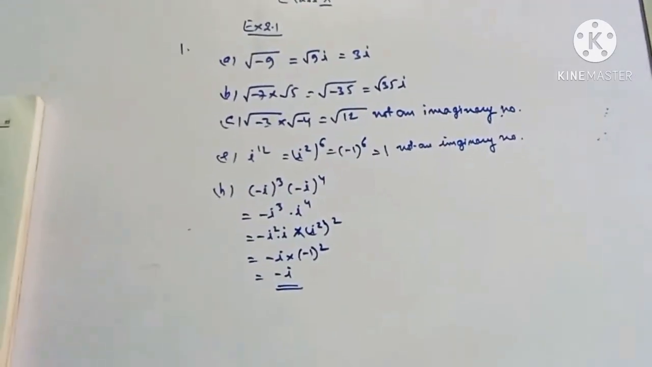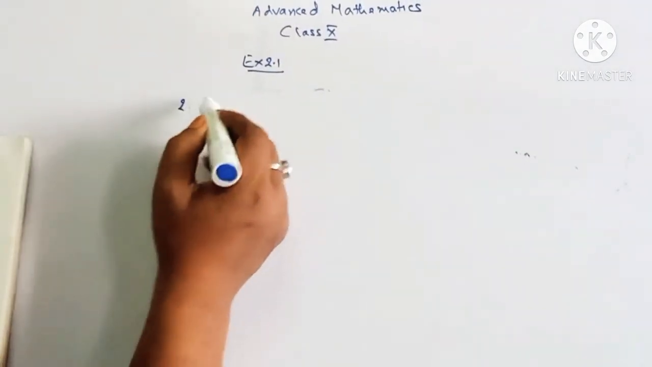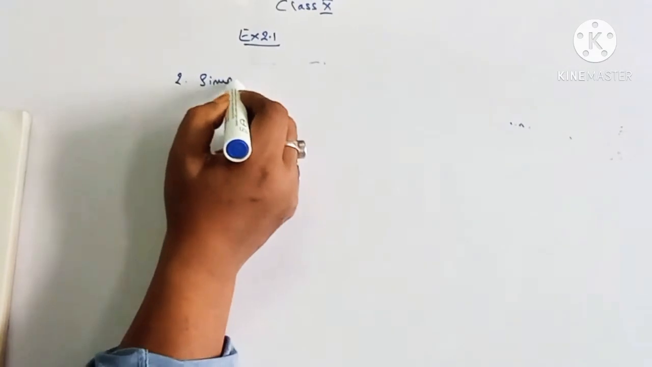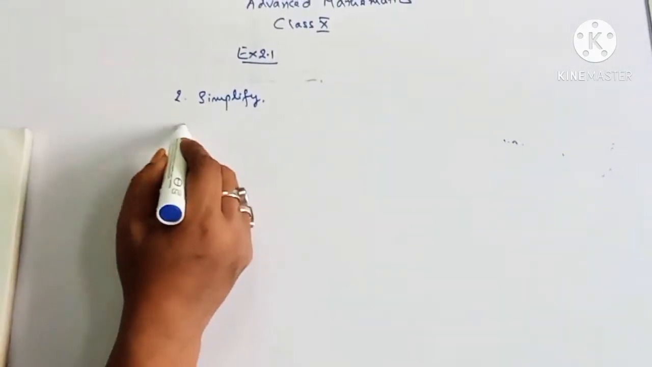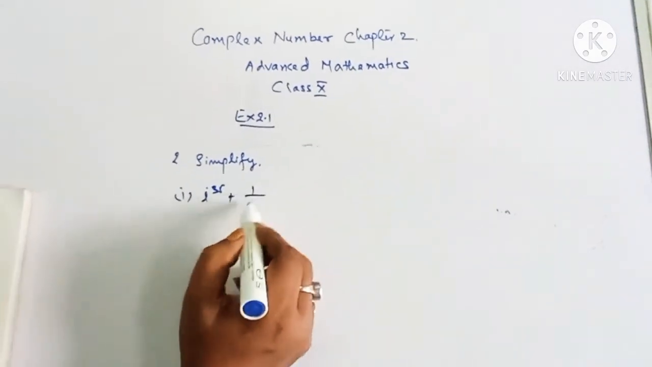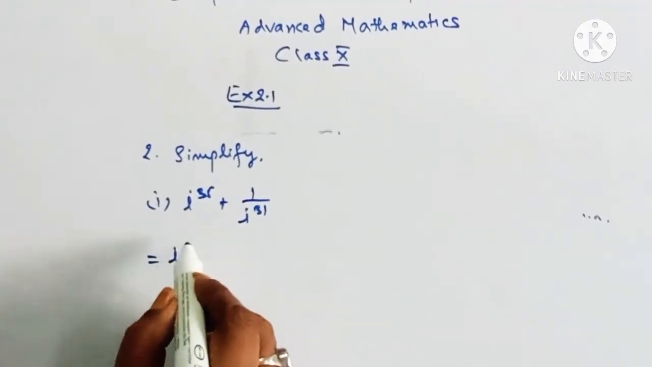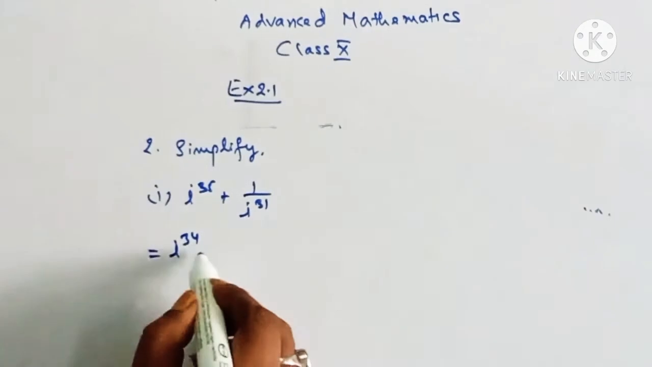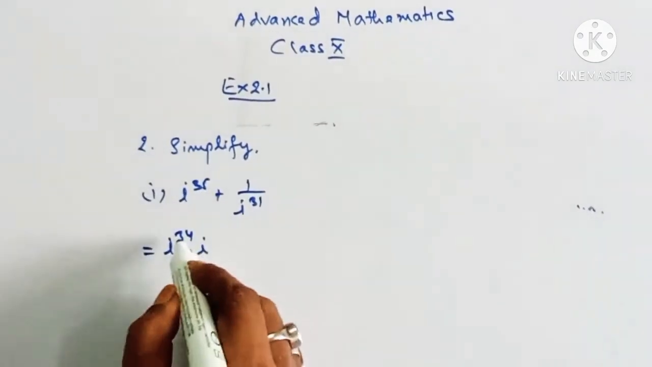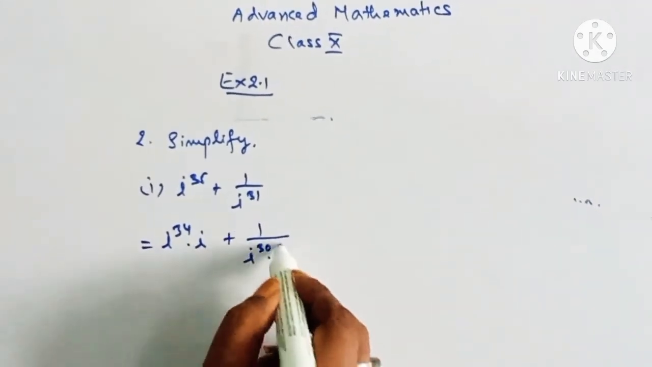Now I am going to question number 2. Simplify. First, i to the power of 35 plus 1 by i to the power of 31. So here i to the power of 35 I can write as i to the power of 34 into i, and 1 by i to the power of 30 into i.